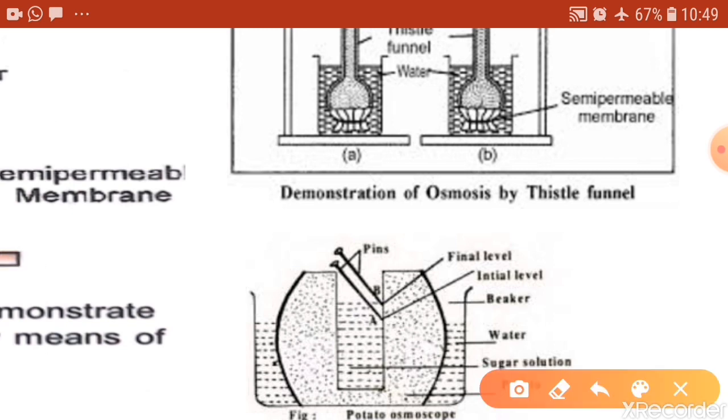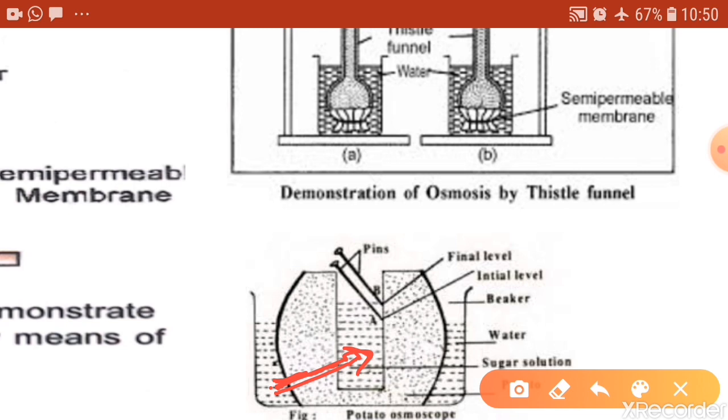After half an hour, you'll find that the level of the solution in the cavity of this potato will increase. This increases because water present in the container in which the potato was placed passes through the semi-permeable membranes of the potato. A potato tuber is made up of lots of cells, so the water crosses the semi-permeable membranes of the cells of the potato, and finally enters this cavity.